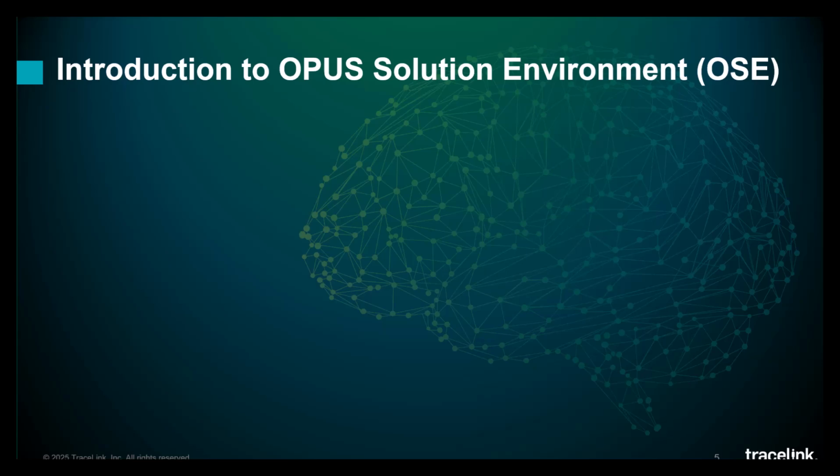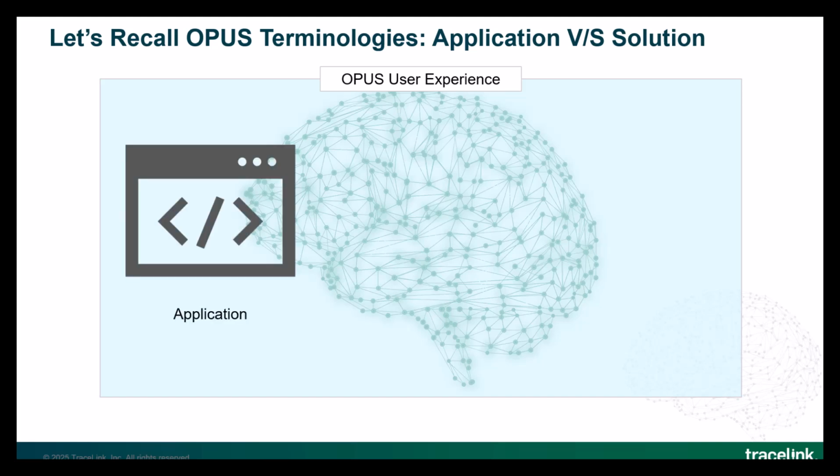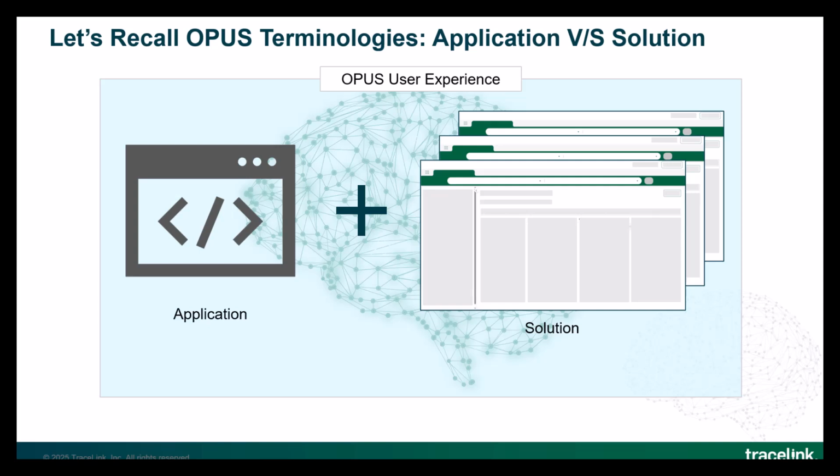Let's start with the OSE introduction. To start with, let's understand some basic terminologies related to Opus Platform. User experience in the orchestrating platform for universal solutions, that is Opus, consists of an application, which is a headless API, and the solution, which provides the user interface.